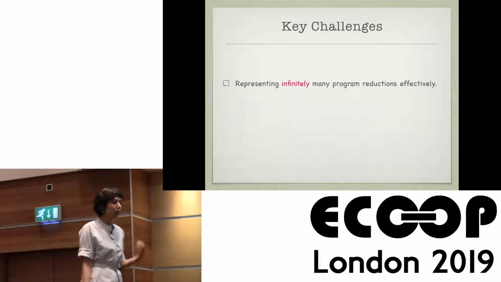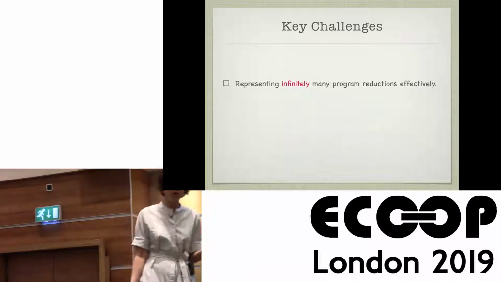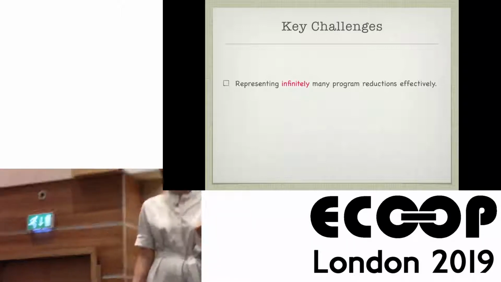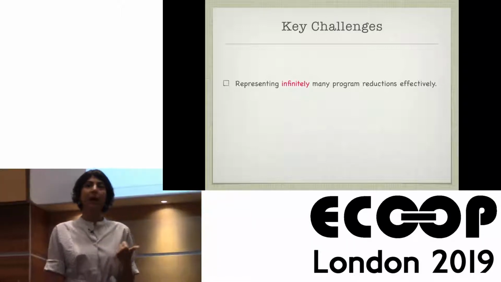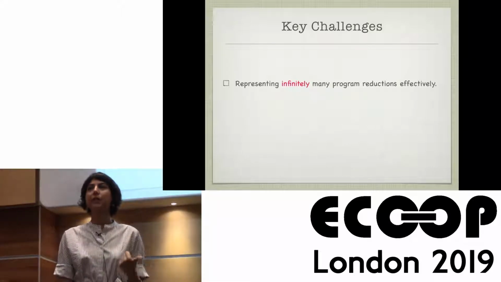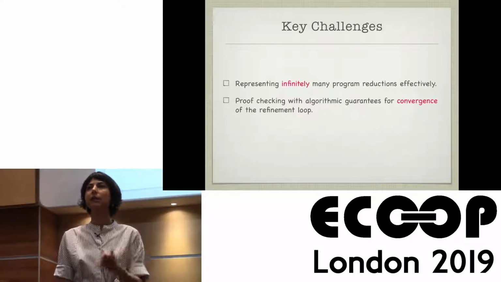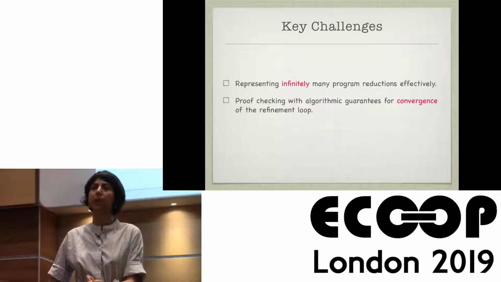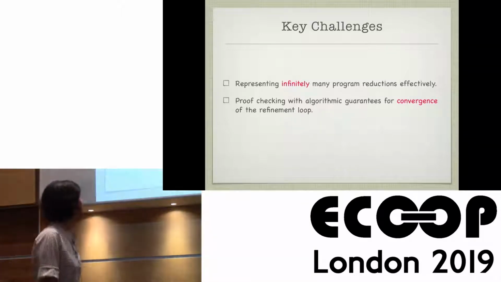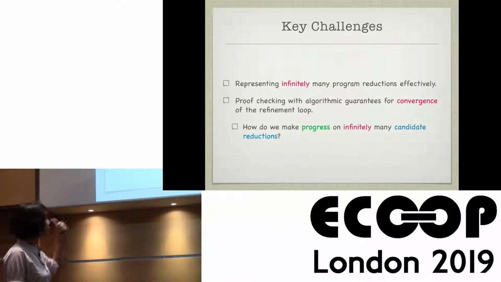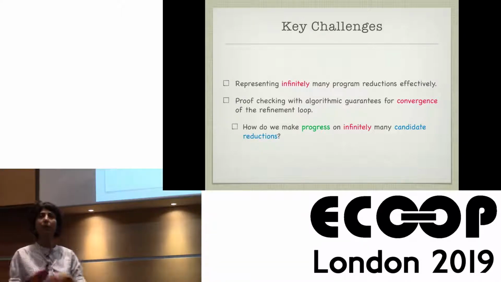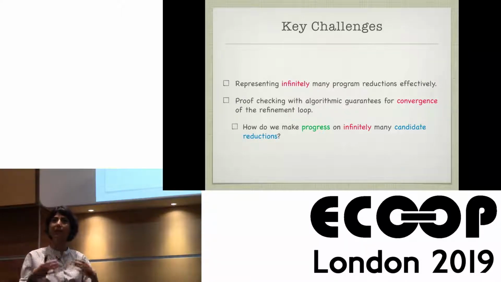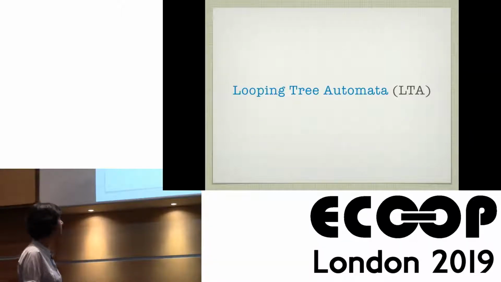I need to tell you how I would represent infinitely many program reductions. And then I would check these infinitely many program reductions against a regular proof that I just mentioned I would trivially construct without putting any new effort into it, right? So I will tell you how we construct the reductions, and then I will come back and tell you how the proof checking makes sure that things are the same algorithmically.